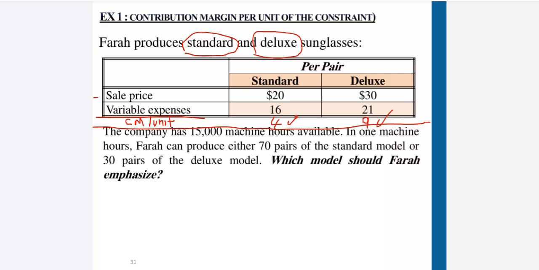But let's see what else the exercise gives us. It says: the company has 15,000 machine hours available. Meaning the capacity available to this company is to work 15,000 hours. How many hours will the company's machines work? 15,000 hours.